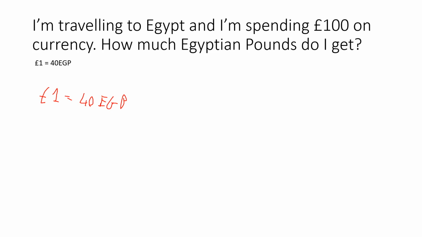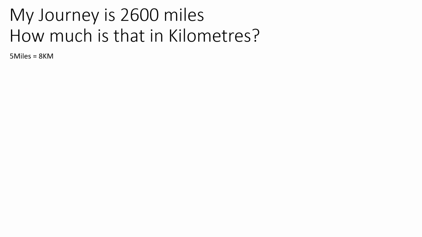Then all we need to do to find what £100 is, is we need to do 40 times 100. Okay? And that's just going to equal 40,000. Because we know what 1 is, and so therefore 100 of them is just going to be timesing each of them by 100. But what if we're not given what 1 is?